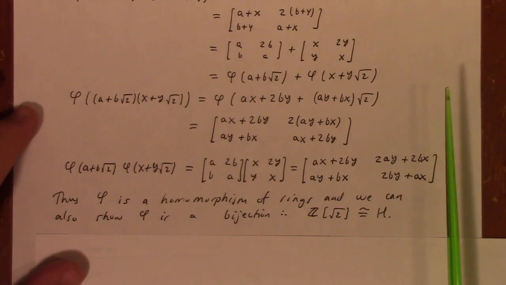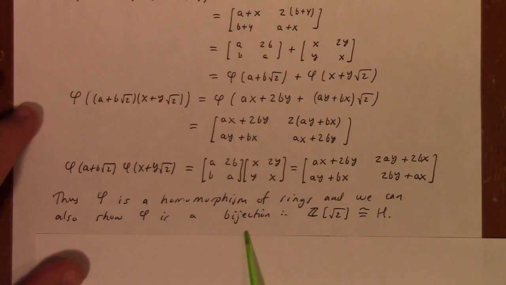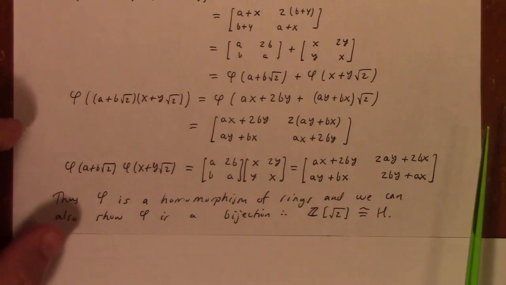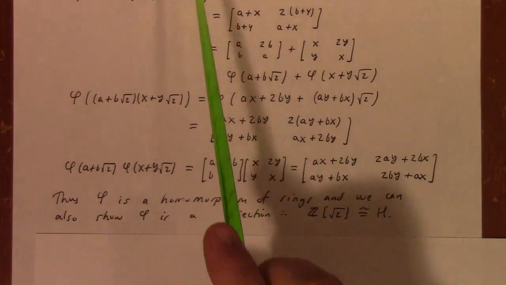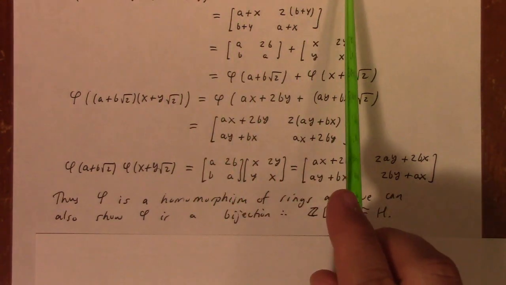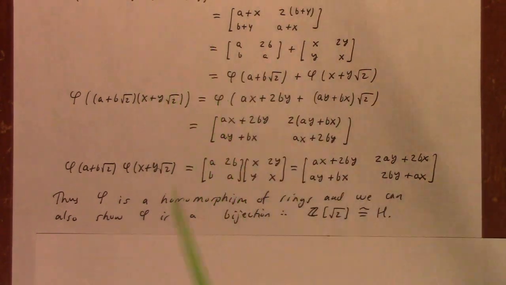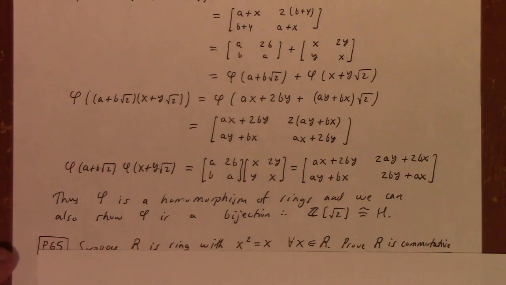And if I was not so lazy, we could also show phi is a bijection. So the complete solution also needs to show that phi is both one-to-one and onto. But both of those are pretty easy to show here because it's kind of obvious. I mean, you can easily write the inverse of phi, right? If I take phi inverse of this, I get a plus b root 2. So if you can write down the inverse, it's obviously injective. But indeed, this is an isomorphism.